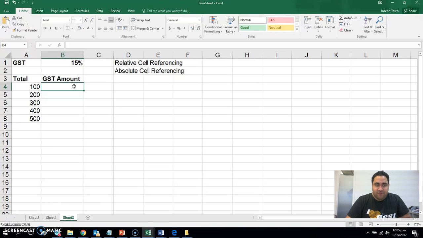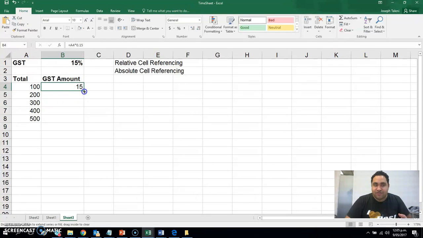Now we're going to have a look here, and I'm going to demonstrate again a formula that we've talked about before. So if I go equals, so this cell equals A4 times 0.15, I'm going to count that as me calculating the GST. 0.15 is 15%. So that's one way I can calculate the GST amount.